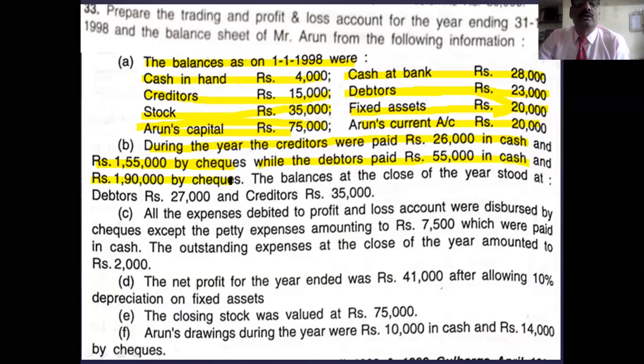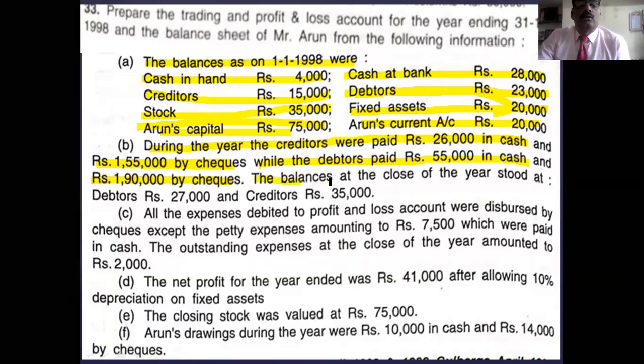This is also the same. This is the cash paid by the debtors, means it is a receipt. It is cash received from debtors. So in the cash account debit side, you write to debtors 55,000, and bank account debit side, you write to debtors 1,90,000. And the same two items you take in the debtors account credit side. Debtors account credit side as by cash 55,000, by bank 1,90,000. This is the point you remember.